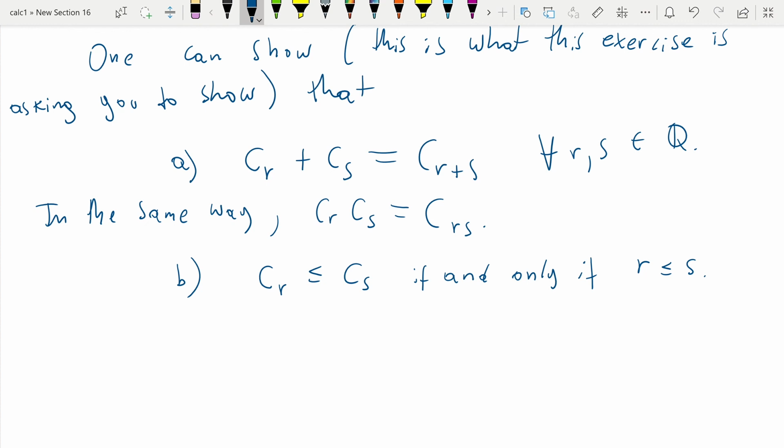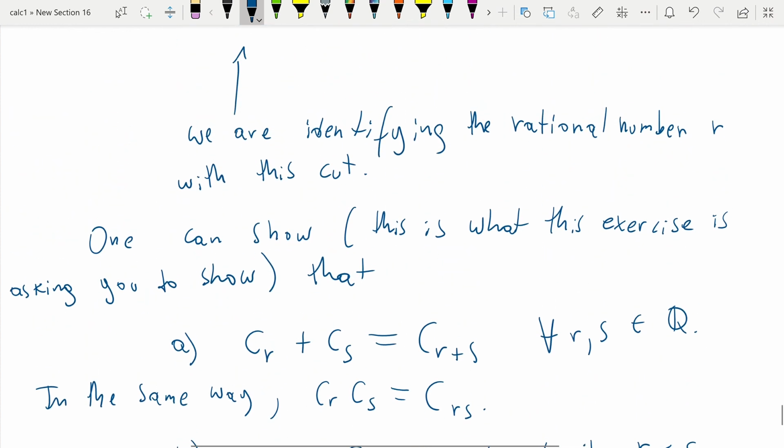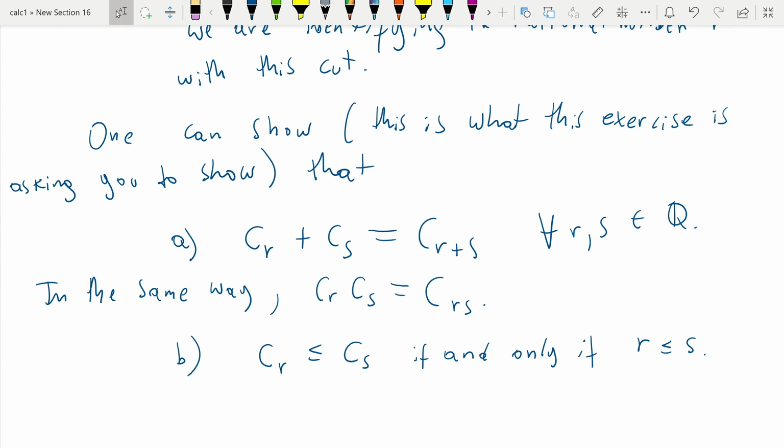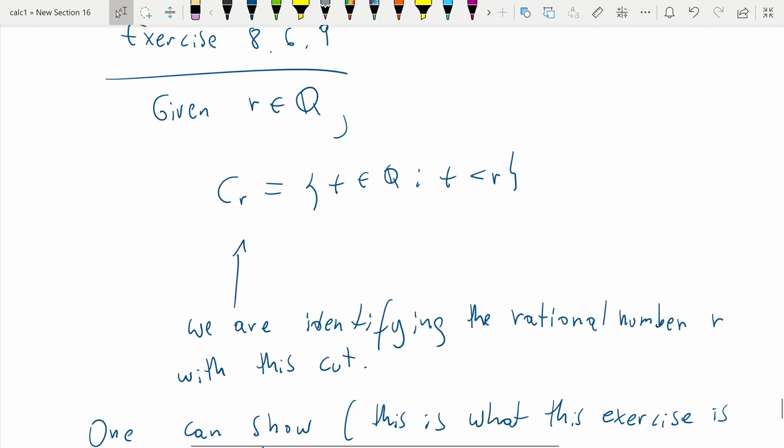And naturally, this zero is a rational number, and the identity element zero corresponds to the rational cut. So it corresponds to all the negative rational numbers. And the same thing can be said about the identity. The identity is the one corresponding to one, the rational cut corresponding to one. And we have all these properties, and we can just embed the structure of the rational numbers into R in this way. So consider the corresponding rational cuts.